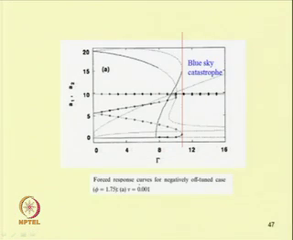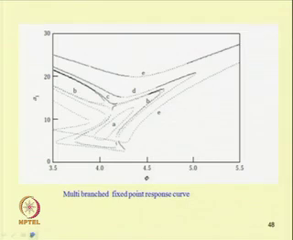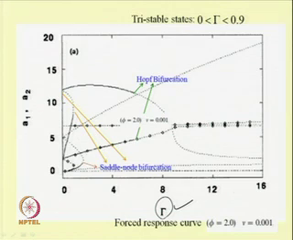Here one may note that after this point, as there is no stable state present, the system will fail due to this catastrophic blue sky catastrophe phenomenon. And here one can explain the jump up and jump down phenomena in the system.